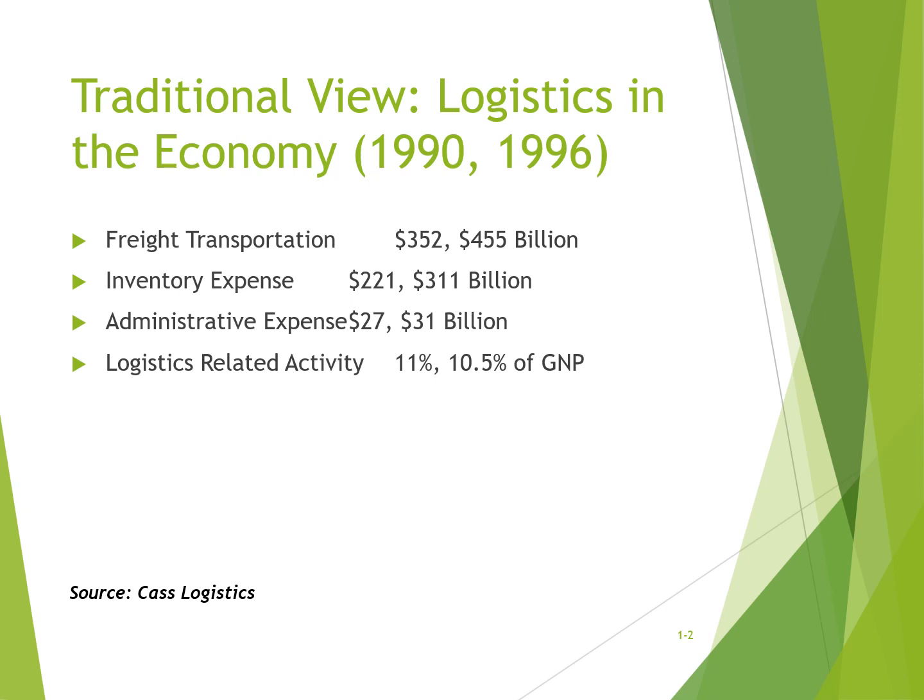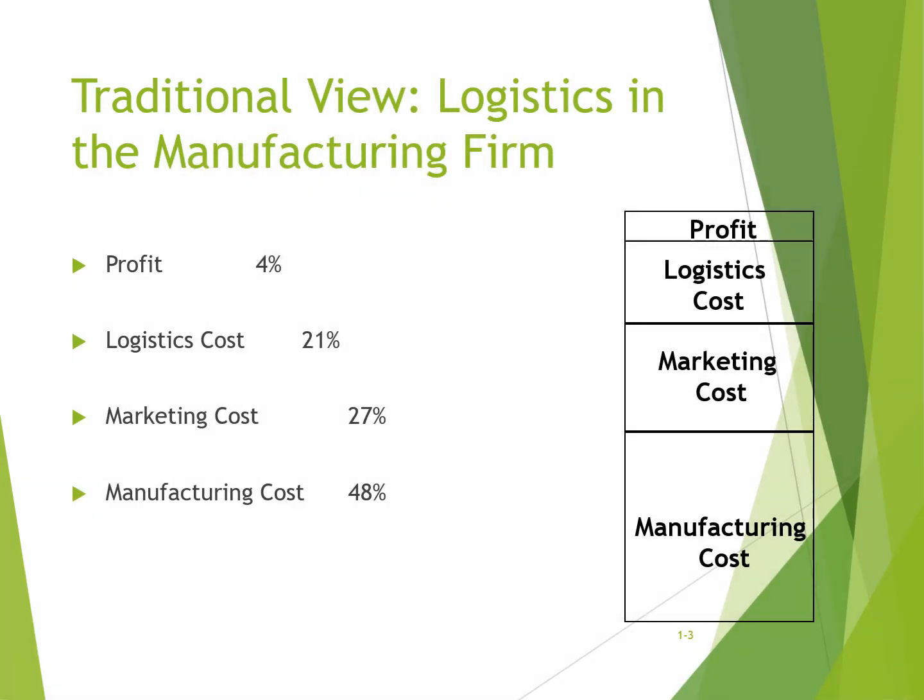When compared with others, only $31 billion. This was actually achieved from Case Logistics during the year 1996. This is the viewpoint when talking about logistics and supply chain management. The share is based on profit, logistics cost, marketing cost, and manufacturing cost. As usual, manufacturing cost is higher. Around 48 percent of the total cost comes from manufacturing, marketing cost is 27 percent, logistics cost 21 percent, and net profit only 4 percent.